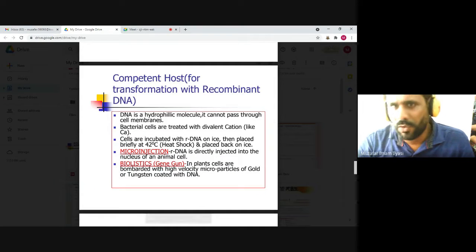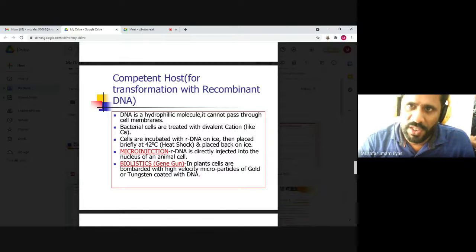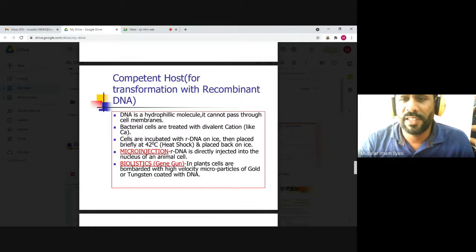Now the talk about the competent host for transformation with recombinant DNA. DNA is a hydrophilic molecule. It cannot pass through cell membranes. Bacterial cells are treated with divalent cations like calcium. Cells are incubated with recombinant DNA on ice, then placed briefly at 42 degrees Celsius, heat shock, and then placed back on ice.